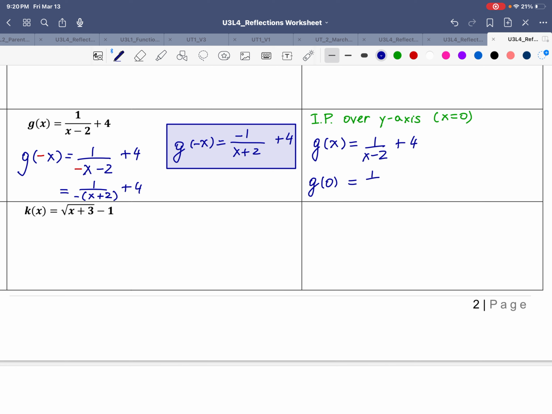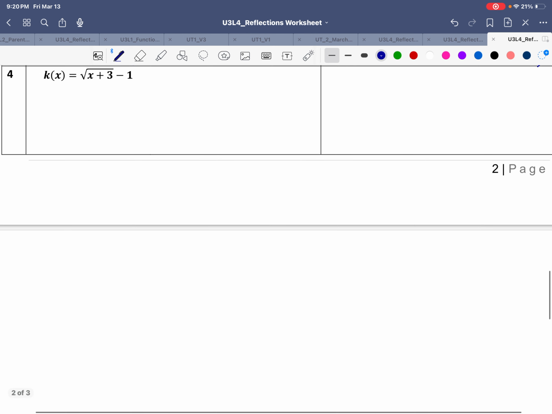That would be 1 over negative 2 plus 4. Well, 0 plus negative 2, right? And that would be negative 1 over 2 plus 4, which is basically 3.5 or 7 over 2. Therefore, we're going to say the coordinates of the invariant point are at x equals 0 and y equal to 7 over 2.